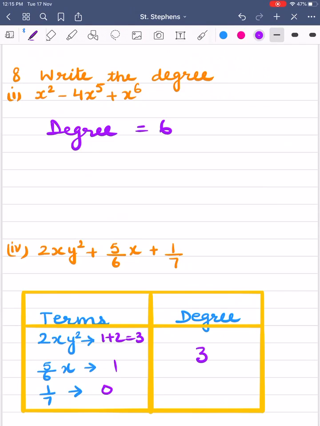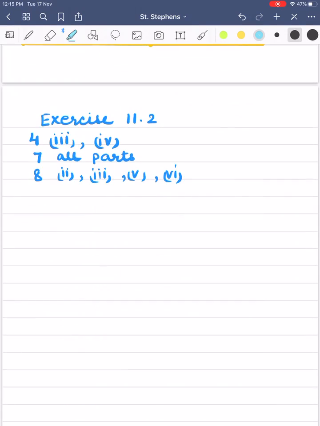So children, I hope you have understood all these questions. Now for worksheet questions, do exercise 11.2, question number 4, third and fourth part, question number 7, all parts, question number 8, second, third, fifth and sixth part.